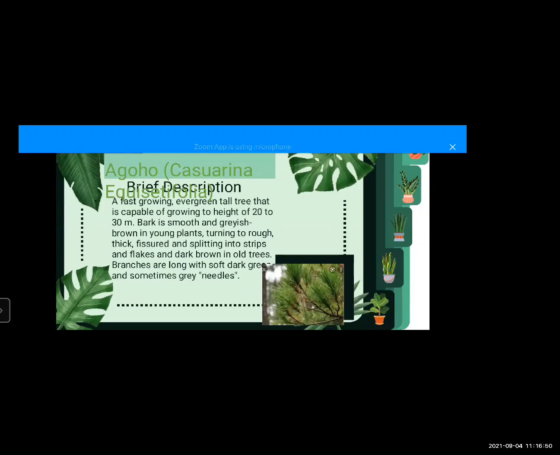Brief description. A fast-growing, evergreen tall tree that is capable of growing to a height of 20 to 30 meters. Young bark is smooth and grayish brown in young plants, turning rough, thick, fissured, and splitting into strips and flakes, and dark brown in old trees. Branches are long with soft dark green and sometimes gray needles. Kuan siya, parehas siya sa Christmas tree, kanang murag yung leaves bitaw nga murag mga needle.